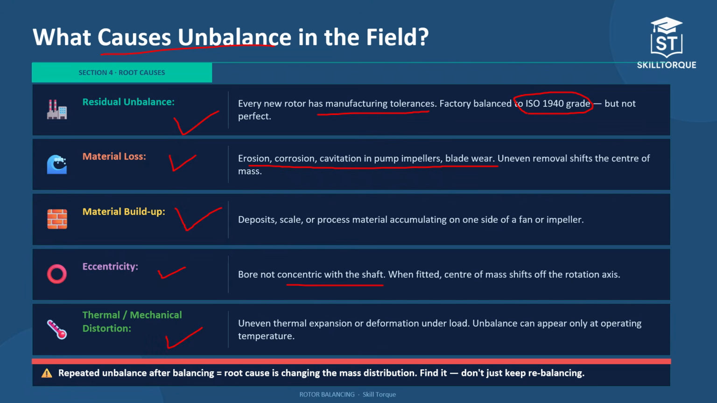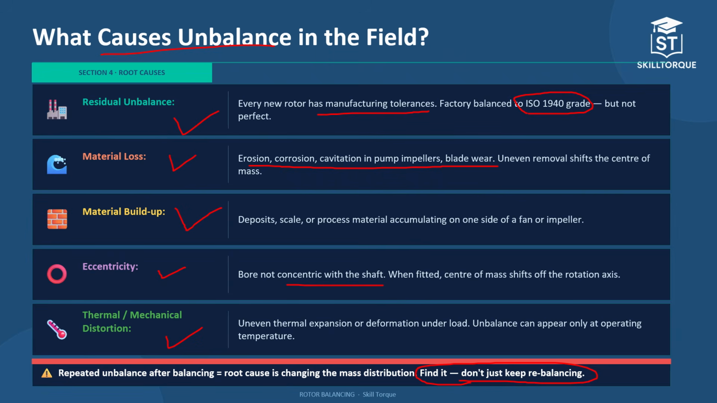So the important point for our condition monitoring engineers is this: unbalance is often not the root cause. It's a kind of a symptom. So if a machine keeps going out of balance repeatedly after balancing, then we have to look deeper. Balancing is just like treating a symptom. So we have to find out what's the reason for the change in the mass distribution. Okay, it's not always unbalance, there can be other reasons also.